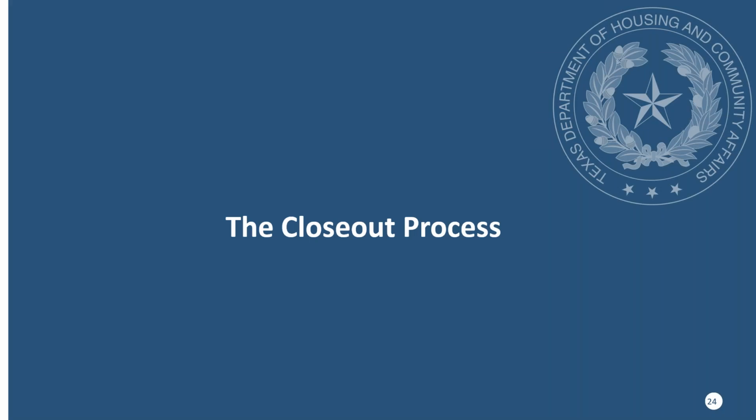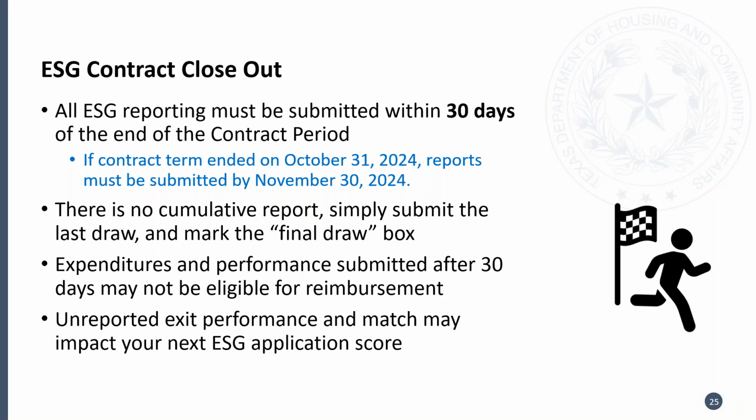Lastly, in this section, we will take a look at the closeout process for those of y'all with current ESG contracts. So since most of our subrecipients are returning, it is important to note a few dates related to your ESG contract closeout process. First, any budget or contract amendments must be submitted 30 days before the contract end date. Secondly, all reporting must be submitted within 30 days of the end of the contract period. Please note there is no cumulative report. Please just submit your final report and mark the final draw box on the MER.